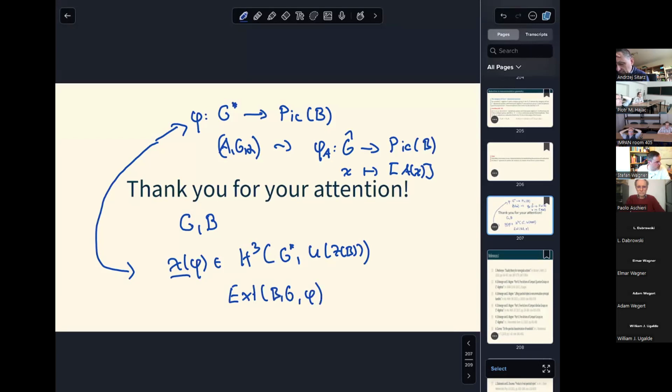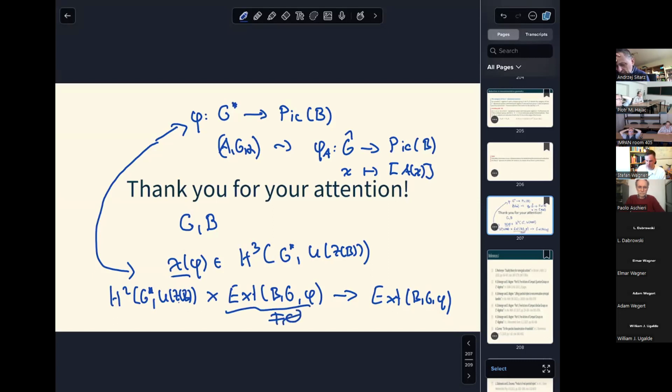how do you call this? Okay, you have a simply transitive action by the 2-group cohomology of G with values in H2 of G star, U of the center of B cross. So it means if this characteristic class vanishes, you know that this is non-empty.